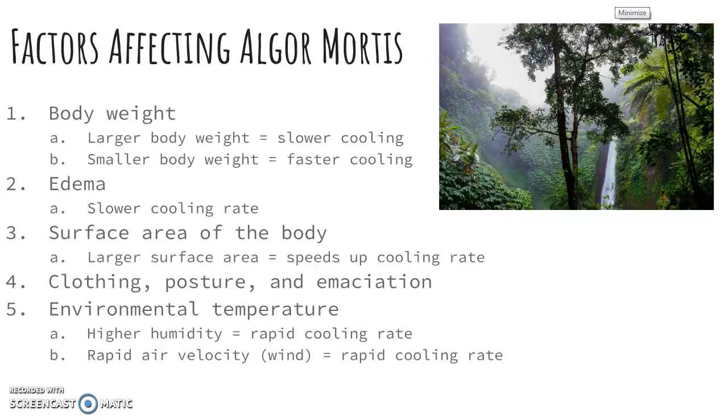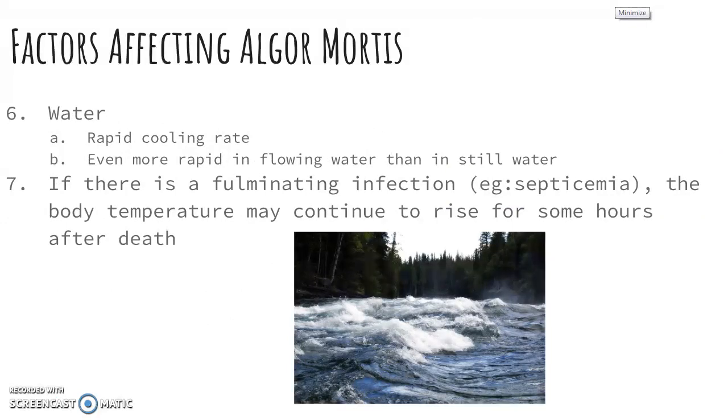The surface area of the body. If they have a large surface area that is exposed, it will speed up the cooling rate. If they die with clothing on, or their posture, or if they have emaciation, that will also affect Algor Mortis. The environmental temperature will too. If there is very high humidity, like the jungle in the picture, that will increase the cooling rate, so you'll have a very rapid cooling rate. If you have rapid air velocity, which is a fancy term for wind, that will also have a rapid cooling rate.